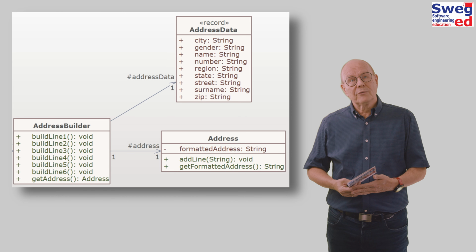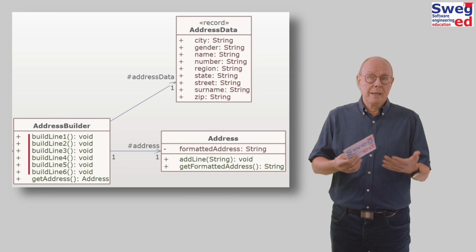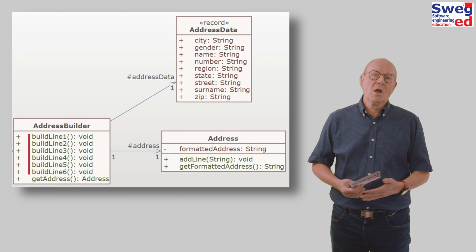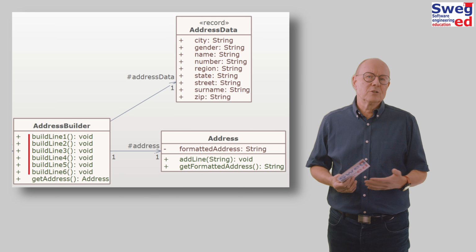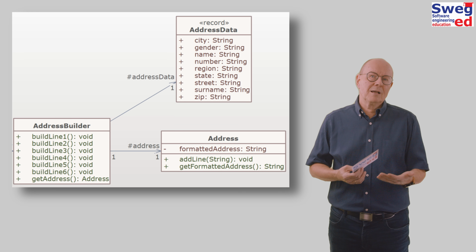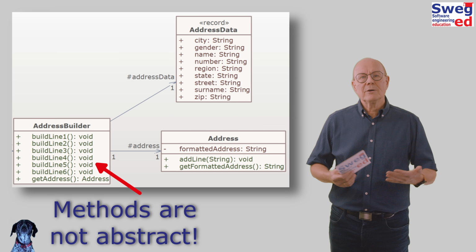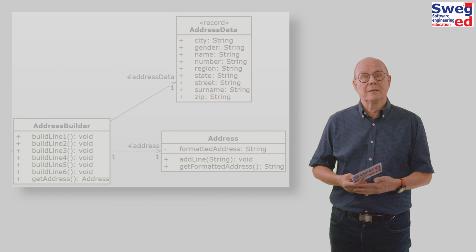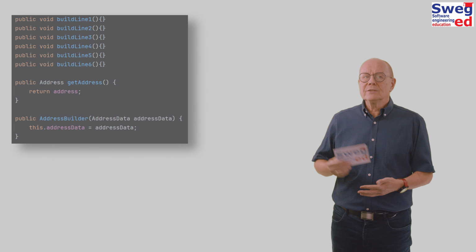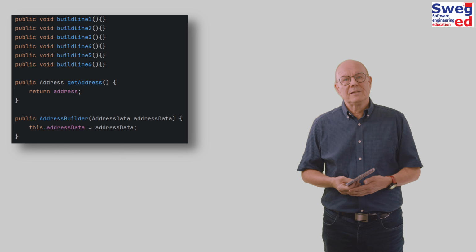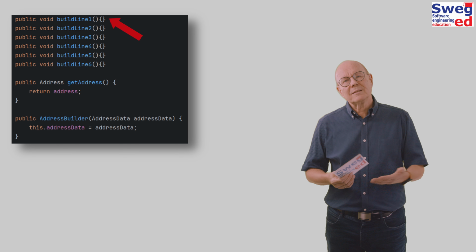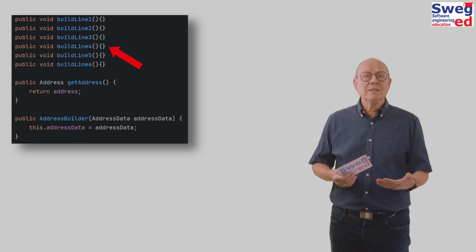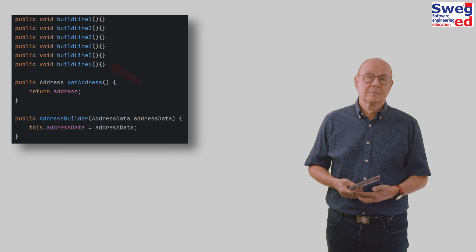The main methods in addressBuilder are called buildLine1, buildLine2 up to buildLine6. We need 5 lines for English addresses, so the 6th is a buffer. These methods are not abstract, just empty for now. I'll address this later. Here is a simple address builder implementation. With this address builder, the address object will be built line by line using the build line methods.